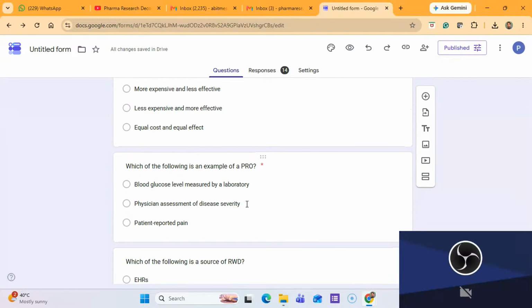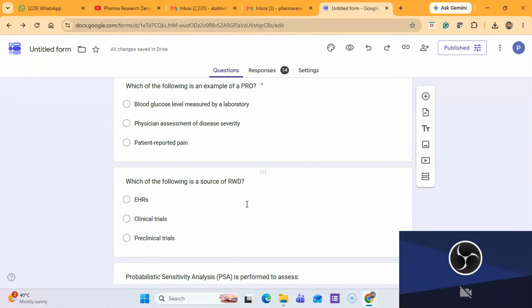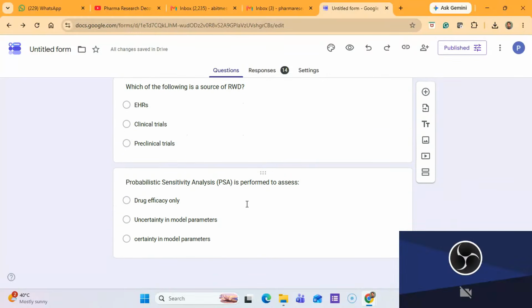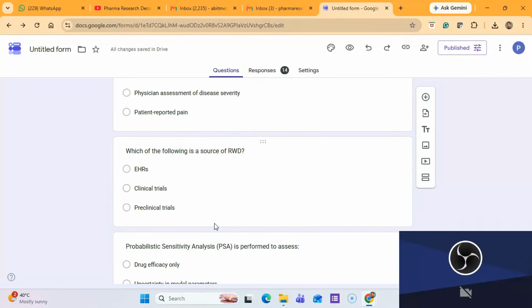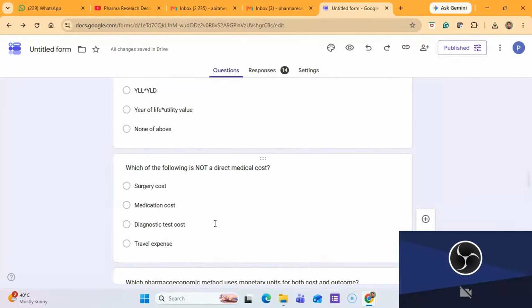Which of the following is an example of PRO? PRO is patient reported pain. It's a very simple question, right? Which of the following is a source of RWD? EHR. EHR is electronic health records. PSA, we have not discussed, right? Okay. In the next sessions we will discuss. PSA is performed to assess uncertainty in model parameters. The second one is the right answer for that. PSA and all these, when we do hands-on sessions, at that time we will discuss in detail.